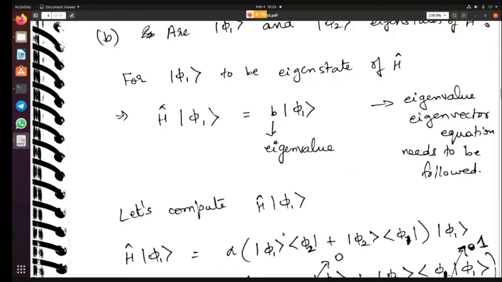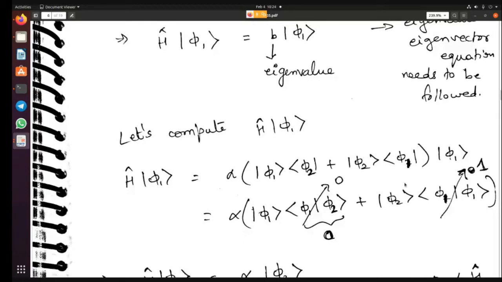So the first thing we have to do is compute H phi 1. Let's see what H phi 1 is. This is the H operator acting on phi 1, so acting on the ket phi 1. So you have phi 1, and then what have I done here?